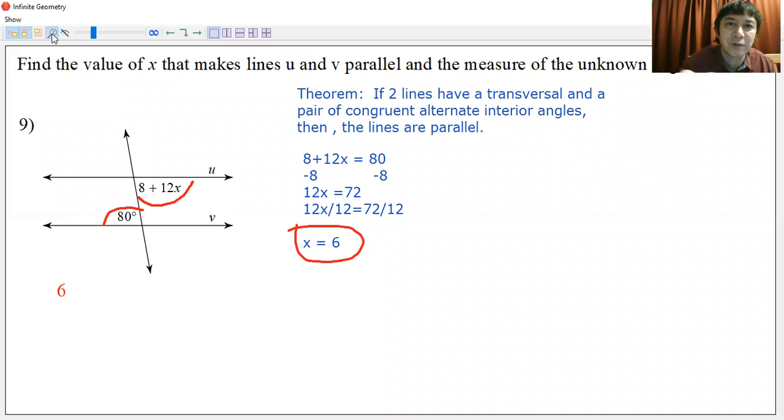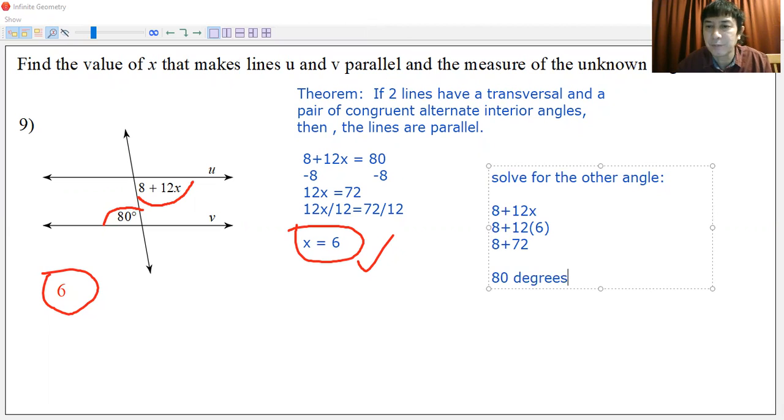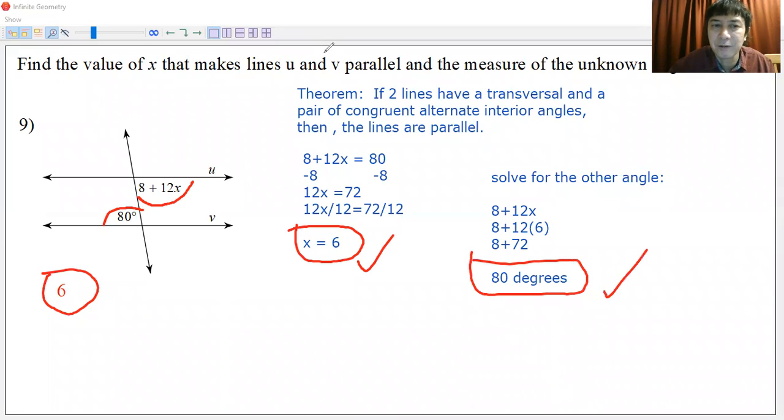It's 6. That means this is correct. How about verifying the angle 8 plus 12x? Will that be equal to 80? Let's solve for the other angle. Using 8 plus 12x means 8 plus 12 times 6. 12 times 6 is 72. 8 plus 72 is 80. 80 degrees. There. And correct. The other angle is 80 also.